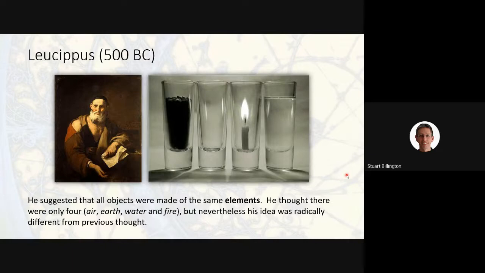Now, he got the number wrong. We now know there to be about 120 or so elements. But actually, only 20 of the elements on the periodic table are common in materials on Earth and in the human body. So he went with 4. It's actually more accurately about 20.